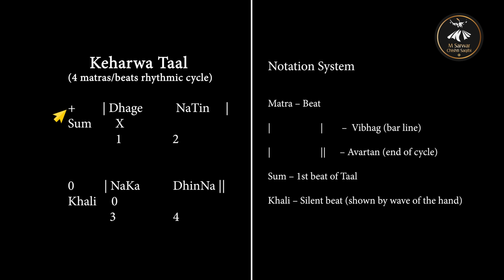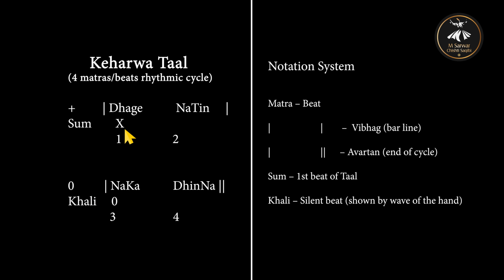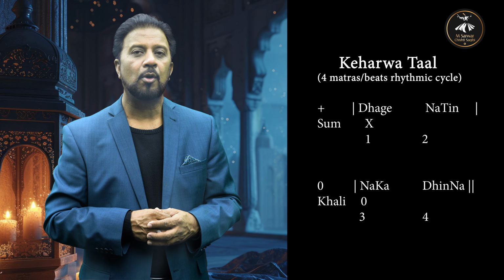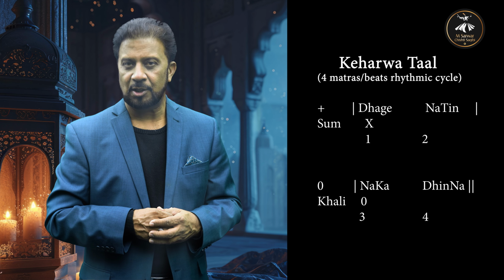The plus sign means sum or the first beat of a Taal. The 0 sign means khali, shown by a wave of the hands away from you. The cross underneath a beat tells you to clap on that beat. If you learn these signs and symbols, you will be able to clap or wave any Taal in Asian music.